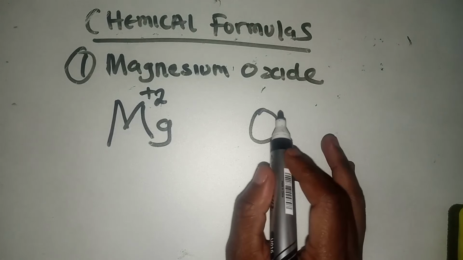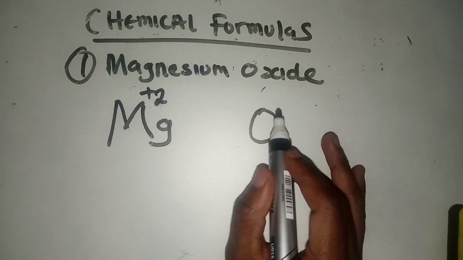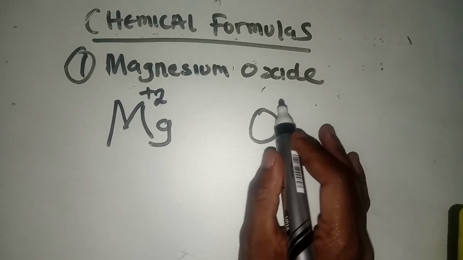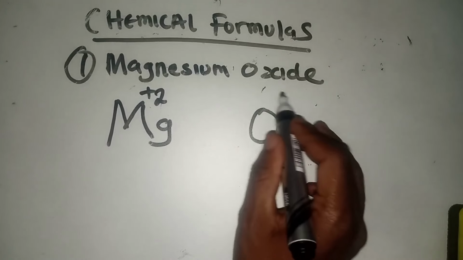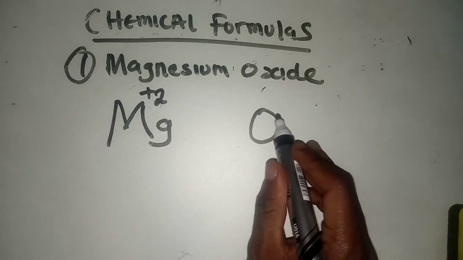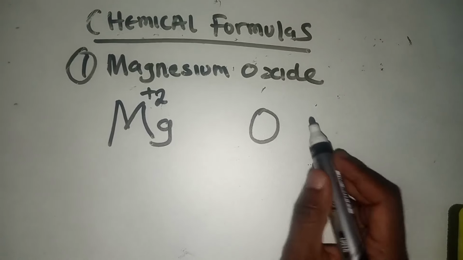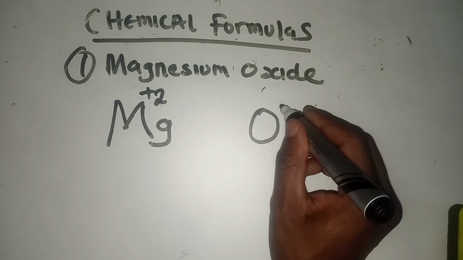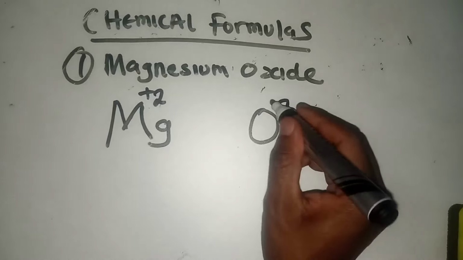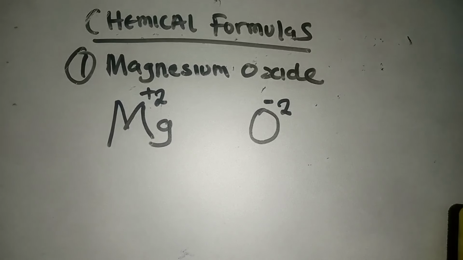For the valence number of non-metals, you simply subtract the group number from 8. Oxygen is found in group 6, so you subtract 6 from 8, and your answer will give you 2. So the valence number would be 2, a negative charge. Remember, non-metals possess a negative charge. Okay, so this is how to go about it.